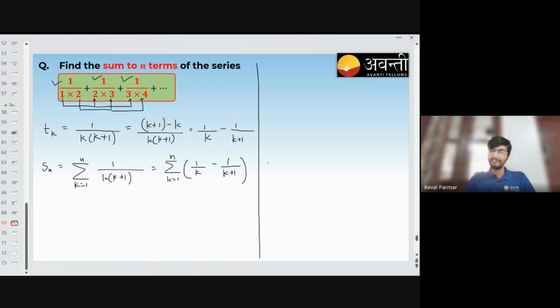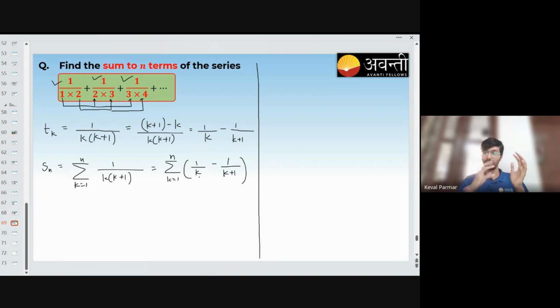So now again, we still don't know the formula of summation for this, since the summation formula we only know for three things: natural numbers, square of natural numbers, cube. So let's put values of k and check. When k equals to 1, I'll get 1 upon 1 minus 1 upon 2. When k equals to 2, I'll get 1 upon 2 minus 1 upon 3. When I put k equals to 3, I'll get 1 upon 3 minus 1 upon 4. When k equals to 4, I'll get 1 upon 4 minus 1 upon 5.